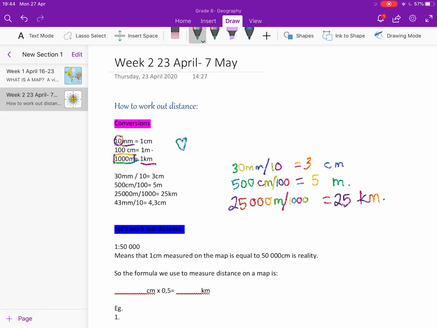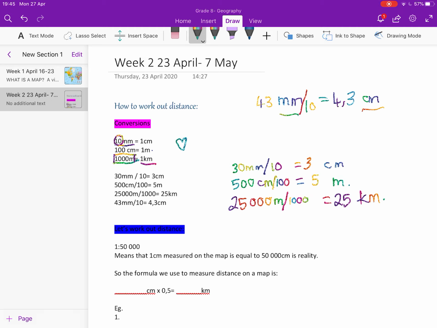With that being said, see if you can convert 43 millimeters into centimeters. Make sure that you know what to divide it with and see if you can get the correct answer. The correct answer would be to divide it by 10, and you would get 4,3 centimeters. This is how we convert from one unit to another.